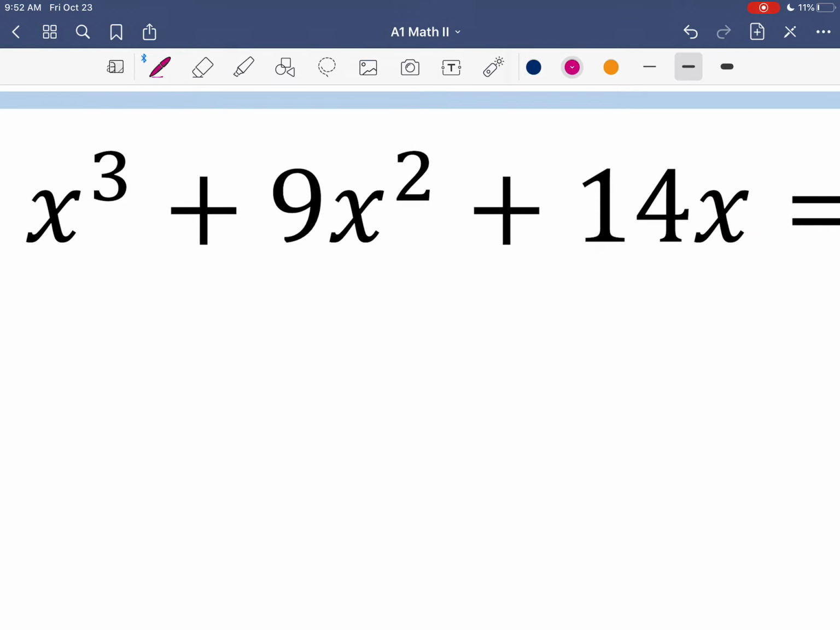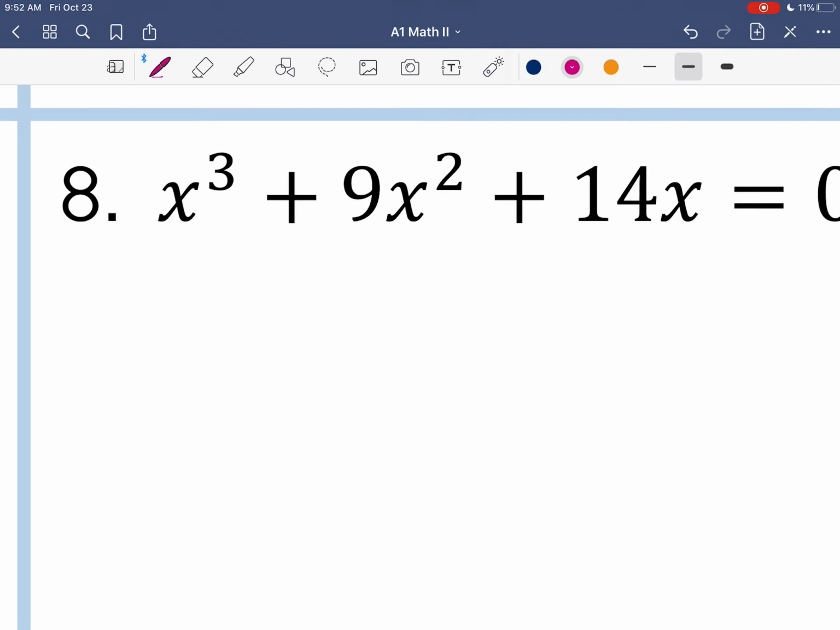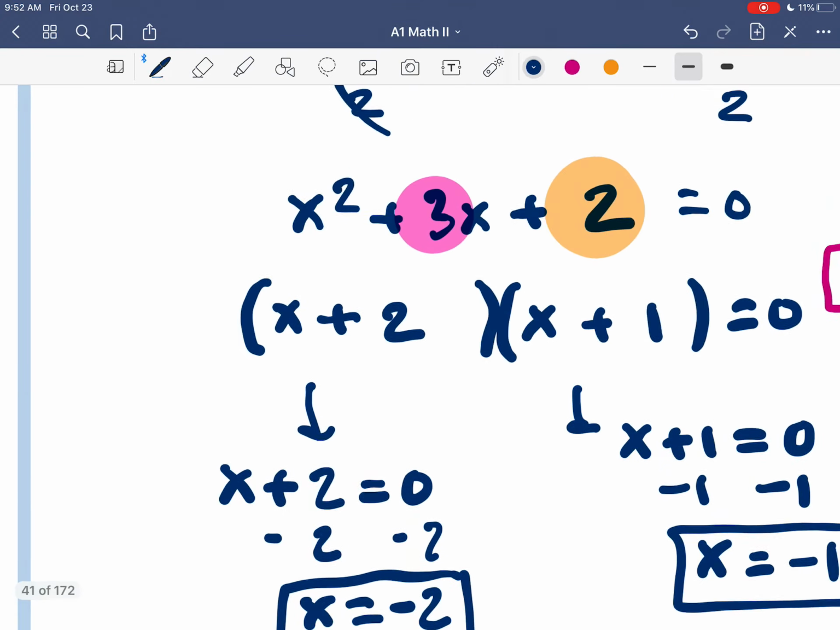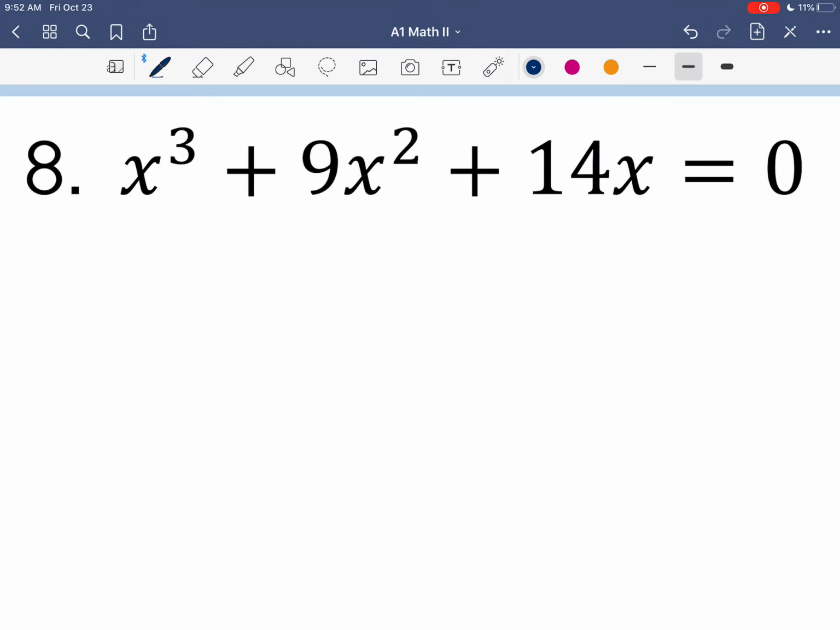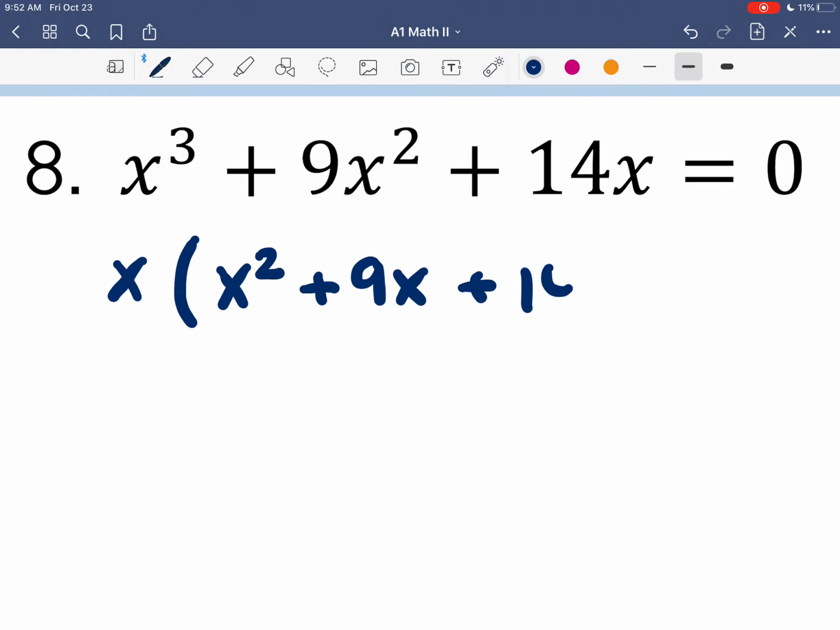Notice that there's something in common with all 3 of these terms, and that is an x, right? One of them has an x to the third power, one has an x squared, and one has an x. So there's an x in all of them, which means that we can factor that out. This is another greatest common factor thing that we did up here, except this time it's an x. So if we pull an x out of each of these terms, you get an x squared, and a 9x, and a 14.